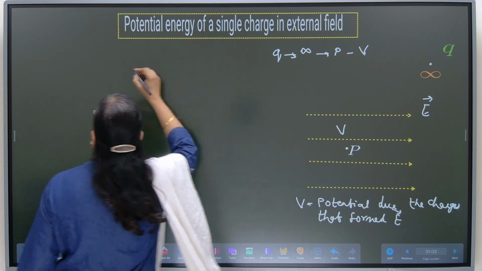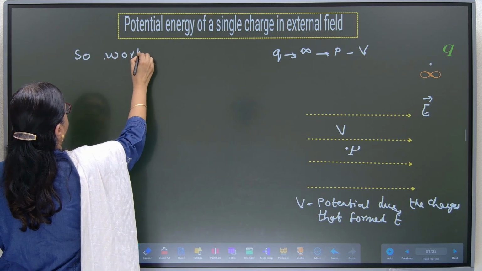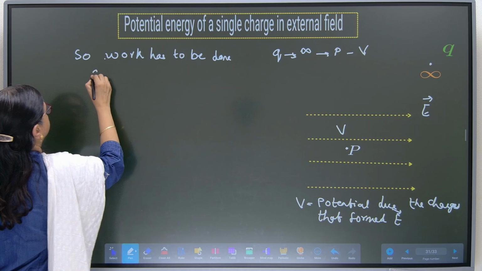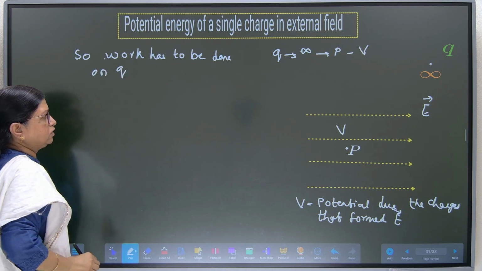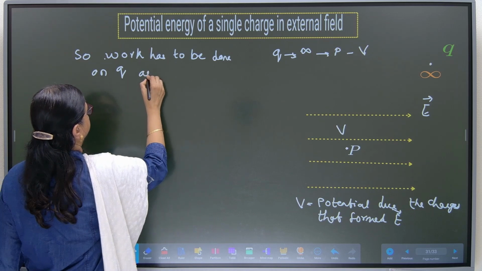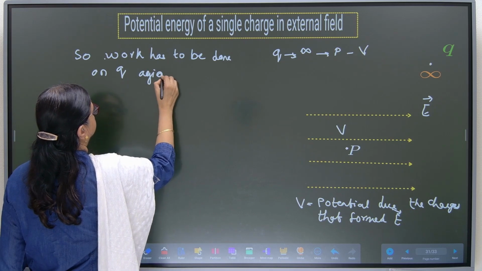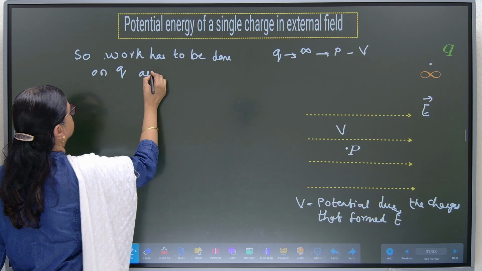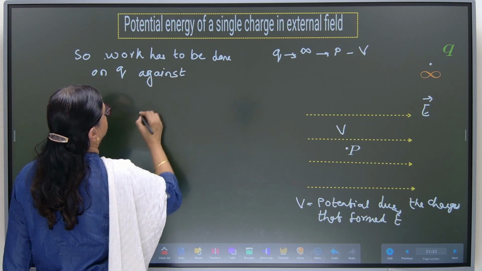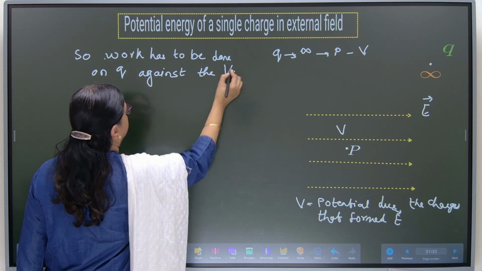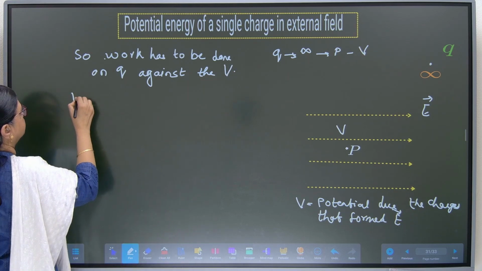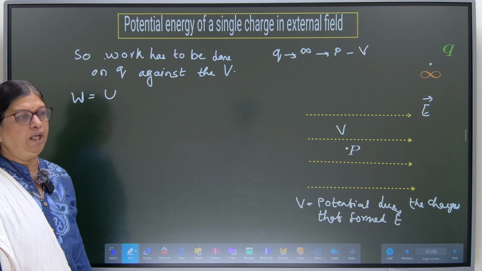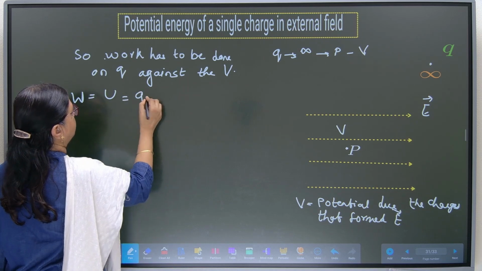So work has to be done on Q. That is the charge which we want to bring against the potential V. That work done, W, is stored in the form of potential energy in this system. Okay, which is Q times V.